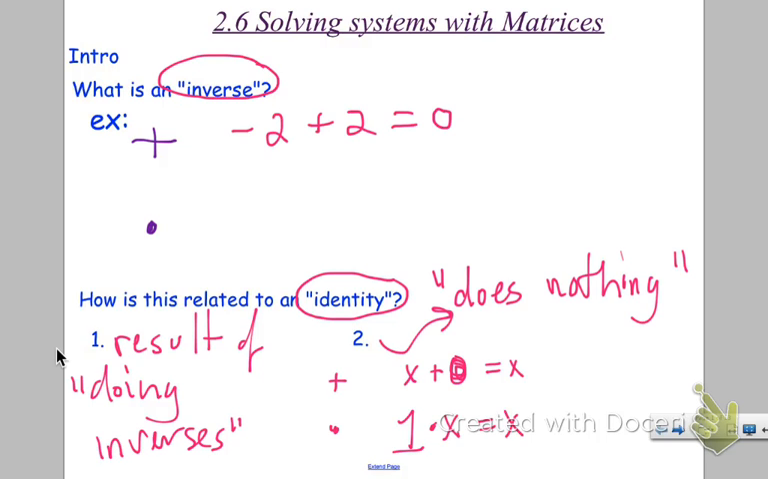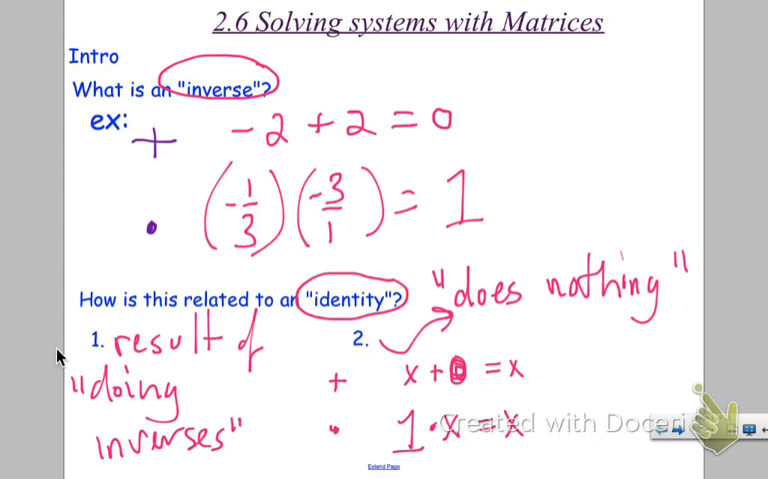So for multiplication, we could use anything like, I don't know, negative 1/3. Negative 1/3 times negative 3 over 1 would equal negative times negative, positive 1. So these two little guys are the inverses. Those are inverses for addition, and these are inverses for multiplication. The result of which, under the given operation of multiplication or addition, gives you the identity. So 0 for addition and 1 for multiplication. So you've seen that before.